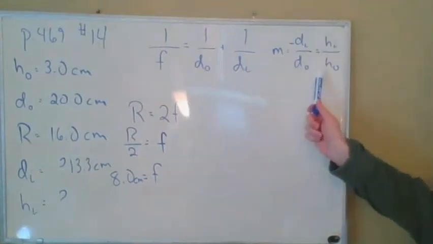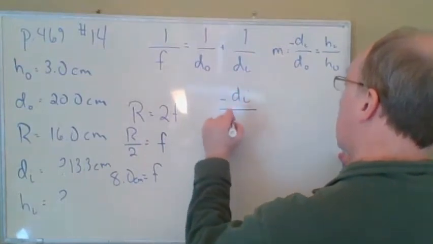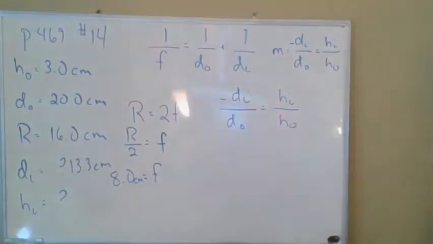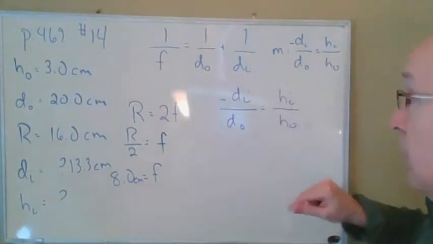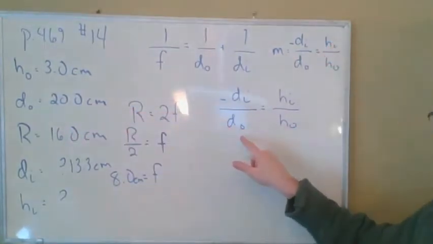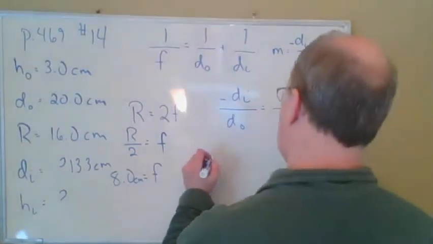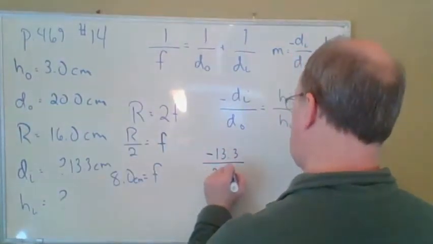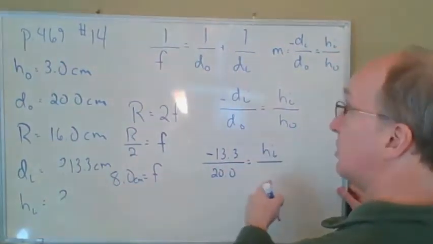For the second part of the problem, I'm going to use this equation, and I'm going to use this part of it. Negative di over do equals hi over ho. And I want to know hi, the height of the image. How big is the image? Well, I know ho is 3. I know do is 20. And I know di is 13.3. So I'm going to plug those numbers in. Negative 13.3 over 20 equals hi over, what was ho? 3.